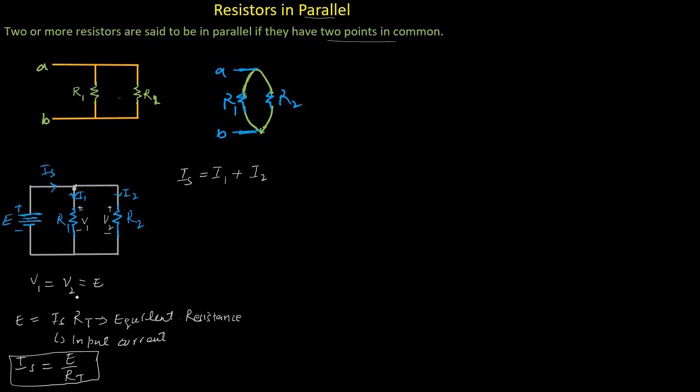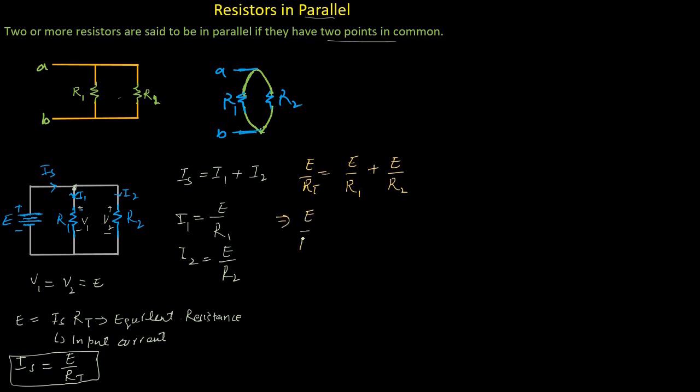Now as we described earlier, the voltage is the same at this point. So according to Ohm's law, I1 would be equal to E divided by R1. And similarly, I2 would be equal to E divided by R2, because the voltage across each resistor is the same as the input voltage. Now by putting these three equations into this equation, instead of Is, we can write E divided by RT is equal to I1, which is E divided by R1, plus I2, which is E divided by R2.